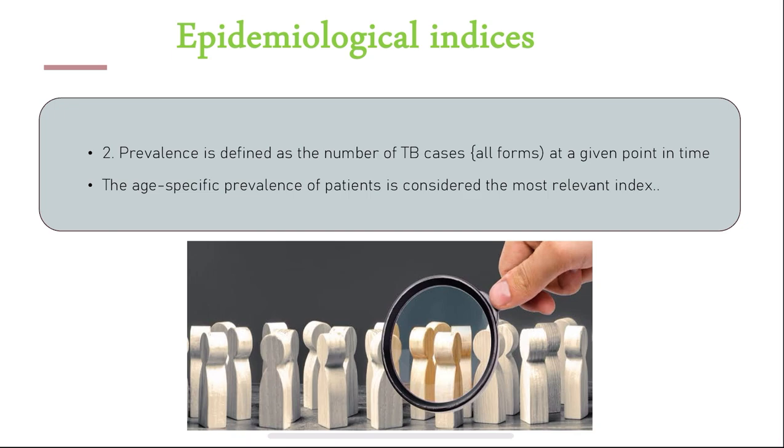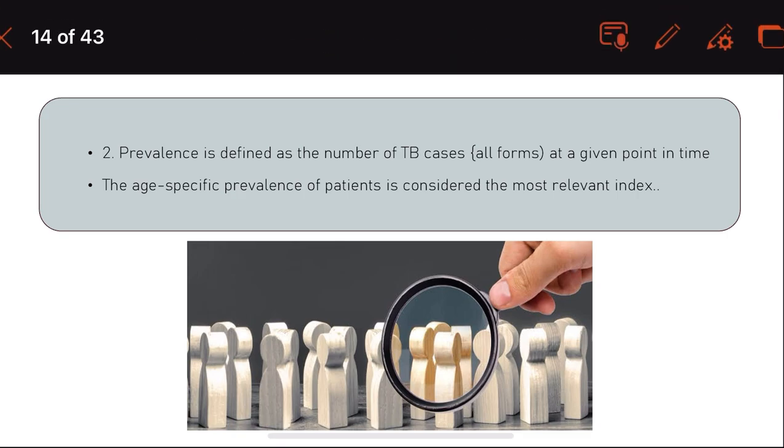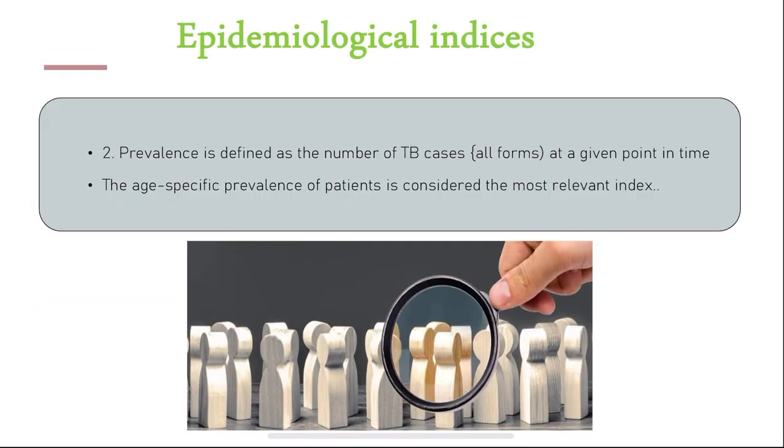Prevalence. Then comes prevalence. Prevalence is defined as the number of TB cases, that is all forms of TB, may it be old cases, new cases, relapse cases, all the forms of cases at a given point in time. What is prevalence? Old cases plus new cases.